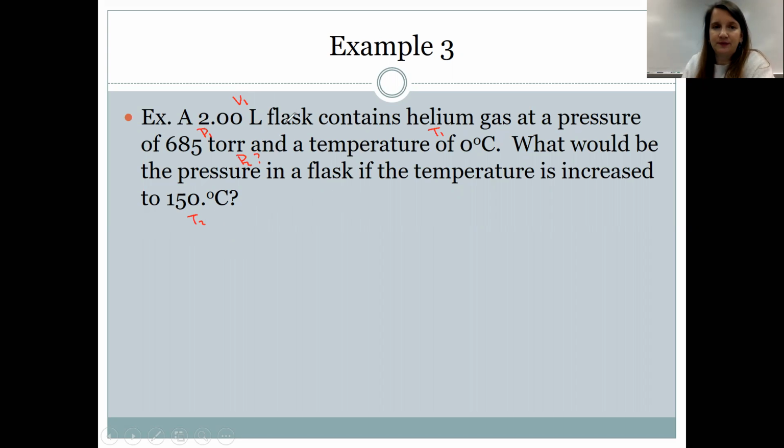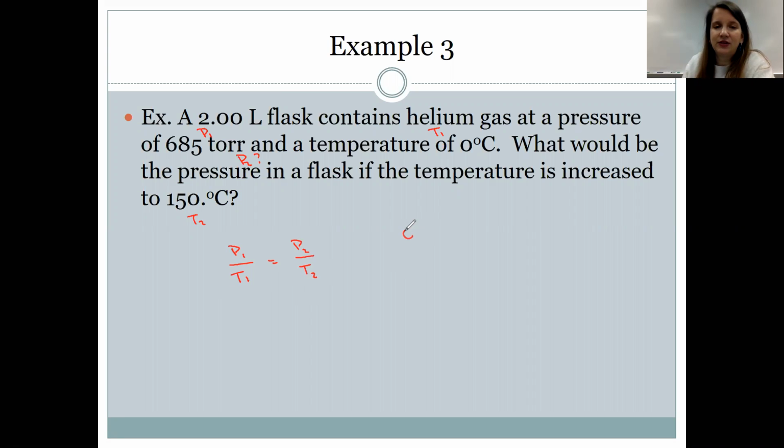So first off, there's not a V2. Well, that's because the flask isn't changing. The size of the flask is not going to change, so we don't have to worry about this volume here. So we're only concerned with pressure and temperature. So again, look at the back of your periodic table and find the equation that has only pressure and temperature. And that's going to look like this: P1 over T1 equals P2 over T2.